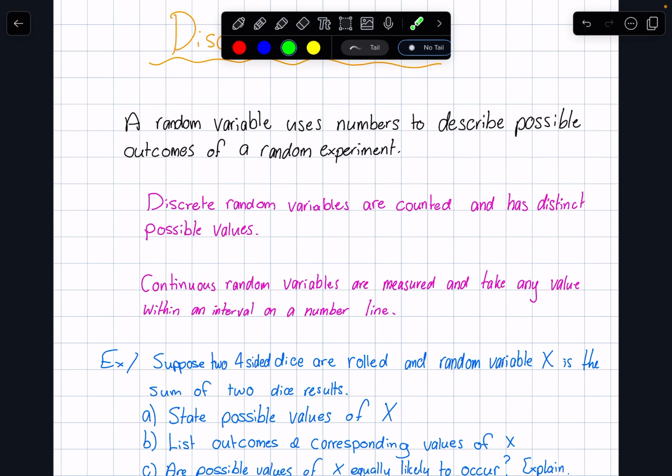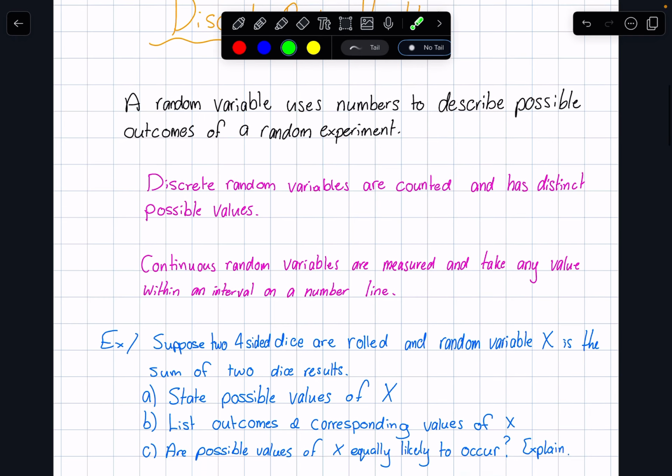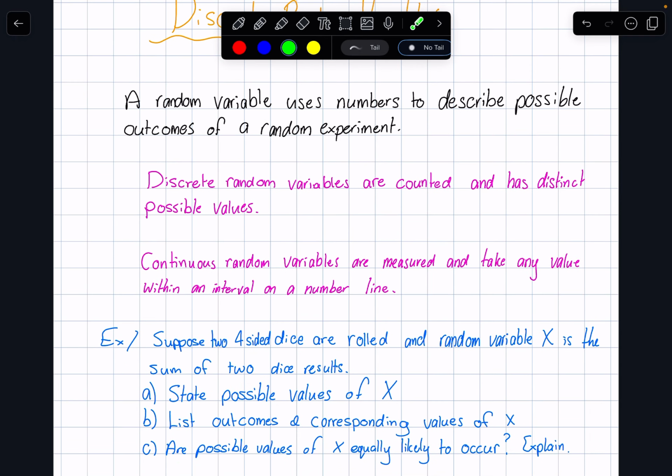So suppose I have two four-sided dice, and they're rolled, and my random variable x is the sum of the two dice results. We're going to state the possible values x can take. We're going to list the outcomes and the corresponding values of the outcome. And then we're going to talk about whether the possible values of x are equally likely to occur.